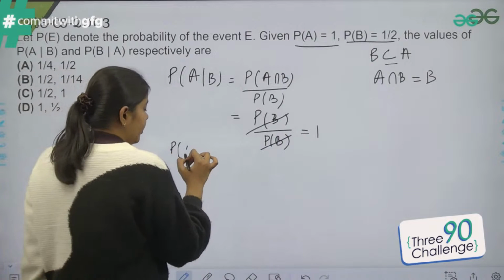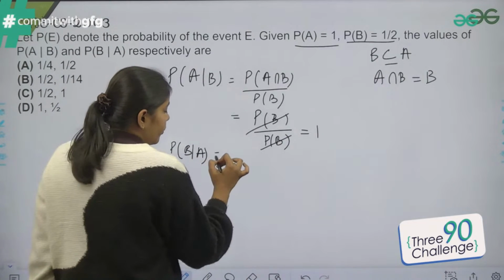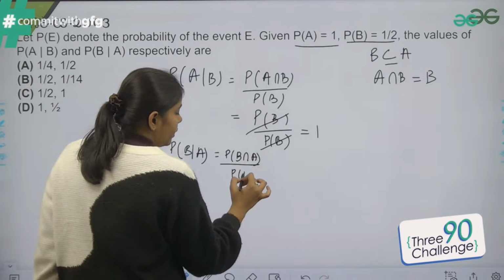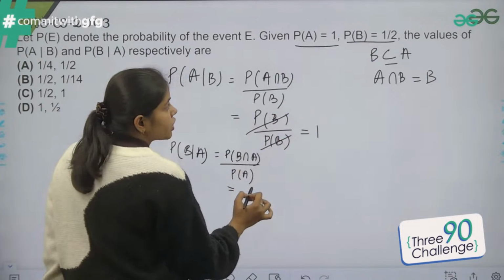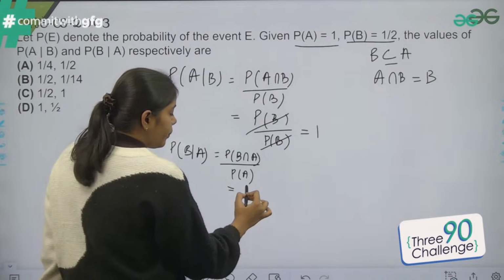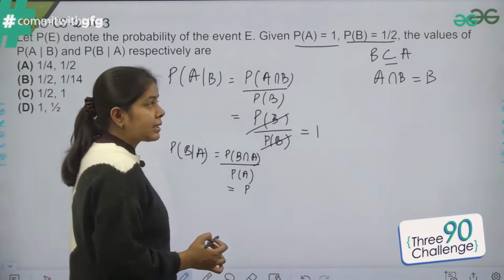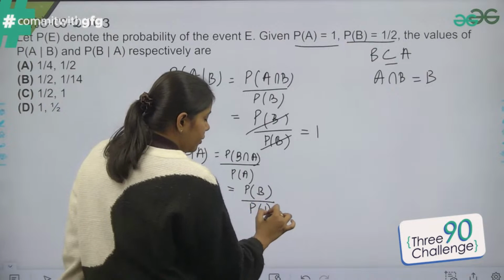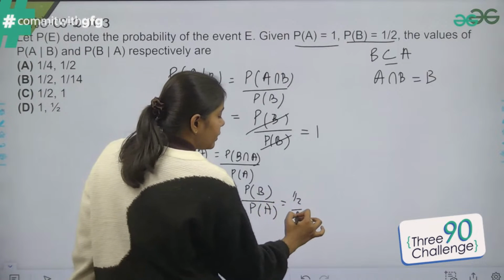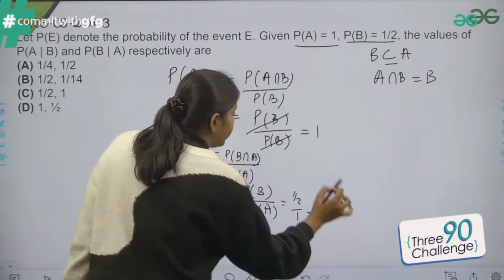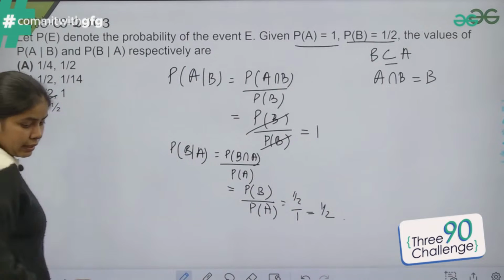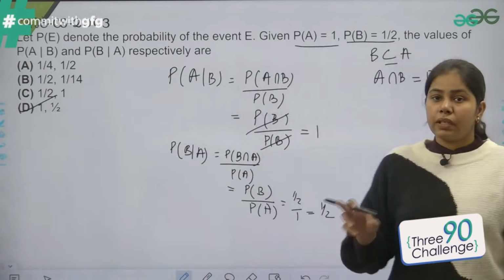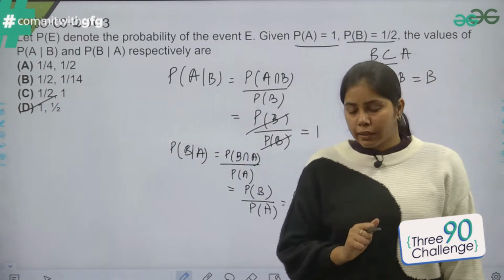Now probability B given A would be probability B intersection A upon probability of A. What is B intersection A? It is B, upon probability of A. Probability of B is 1 by 2 and this is 1, so we will get the probability 1 by 2. Option D is correct. Right, Rushikesh? Option D is the correct answer.